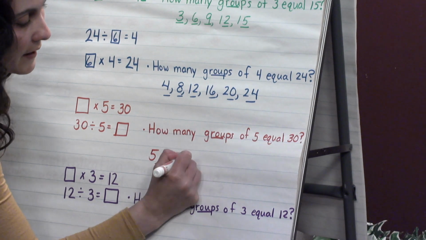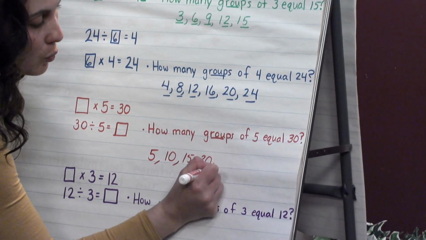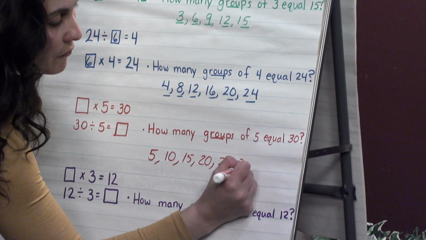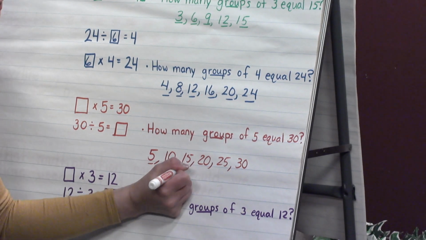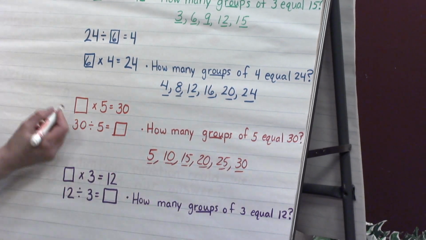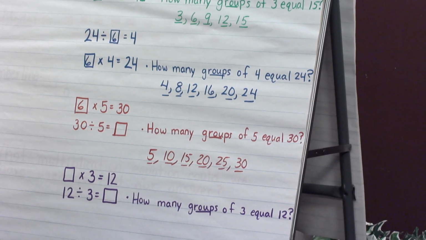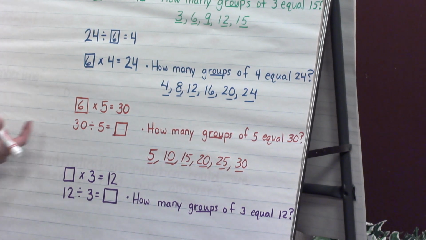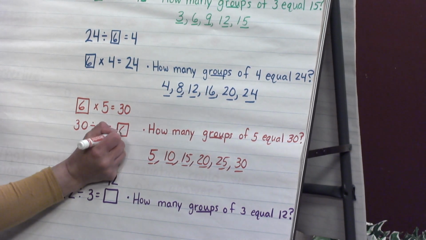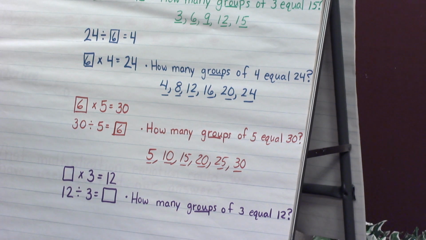5, 10, 15, 20, 25, 30. 1, 2, 3, 4, 5, 6. So we have 6 groups of 5 that go into 30. 30 divided by 5 is 6.